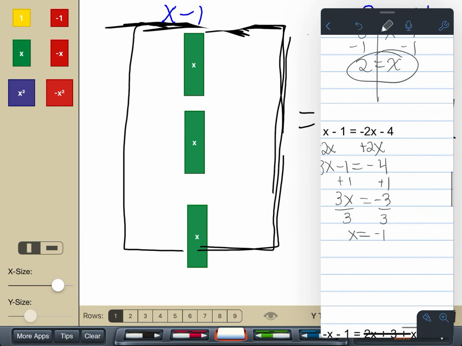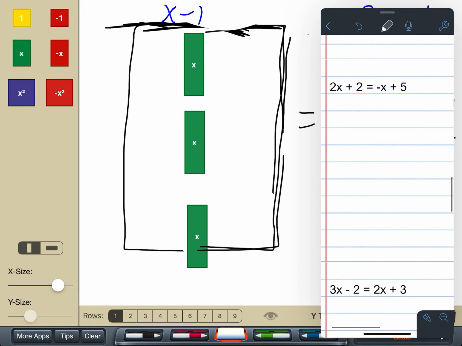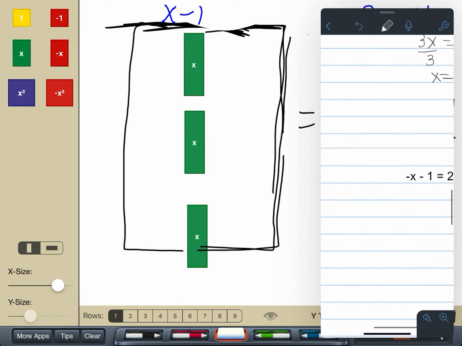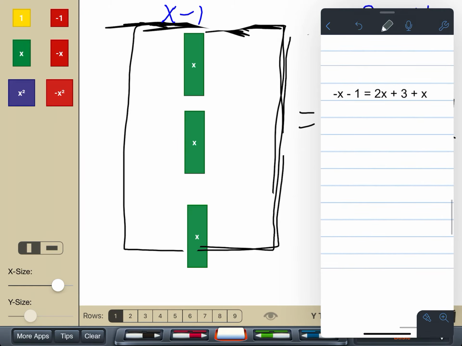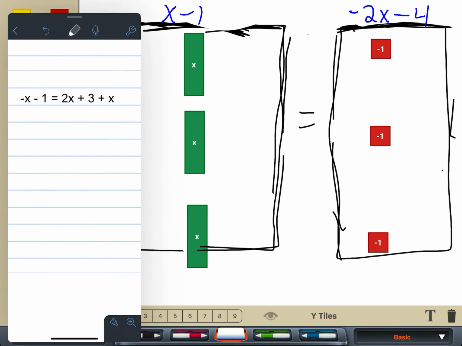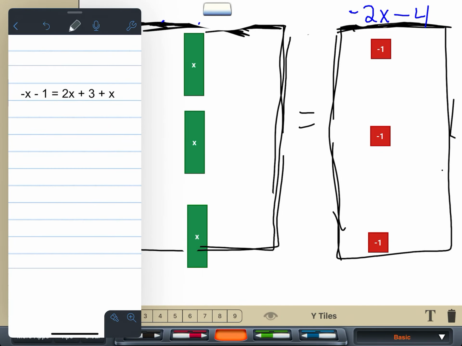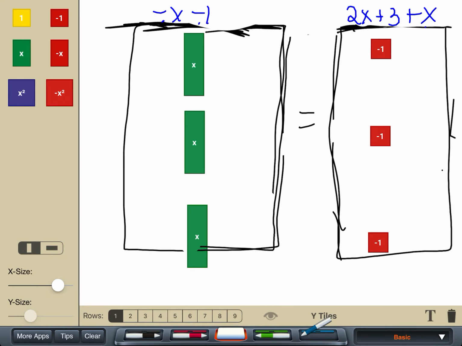Okay, I want to record one more doing it that way. We could do this one, and then I'll show you algebraically how to do it without using your tiles, although I'm sure after a couple of these you feel pretty comfortable already doing it. Okay, so this would be negative x minus 1 equals 2x plus 3 plus 1, or plus 1x. Okay, so let me get rid of all this stuff.